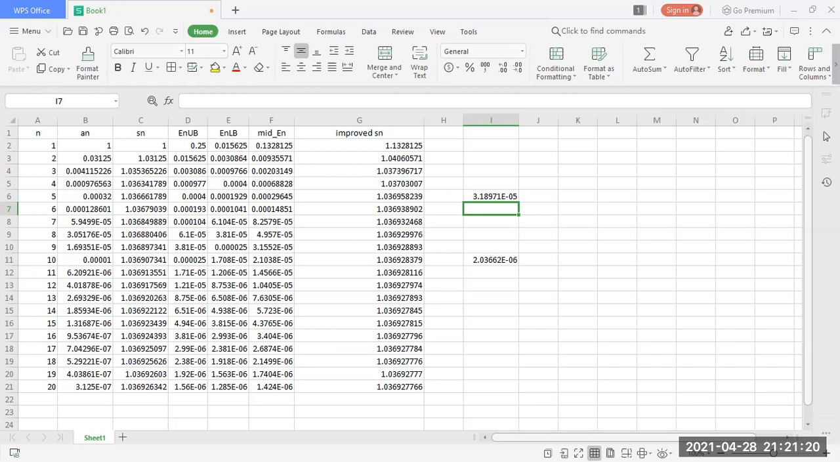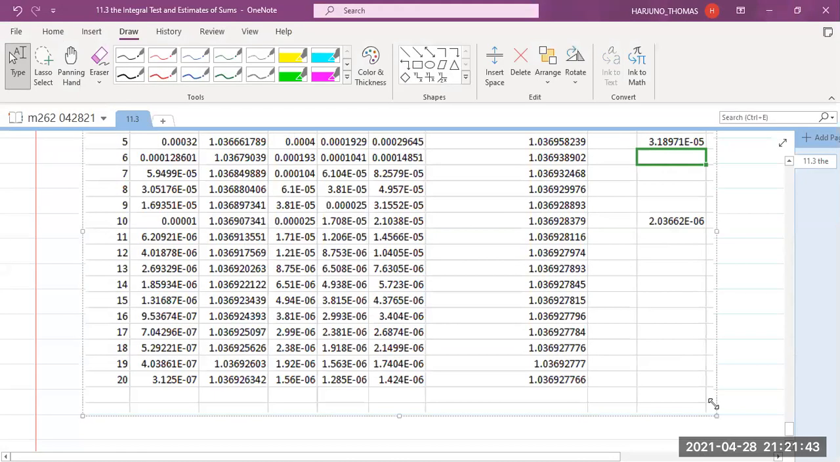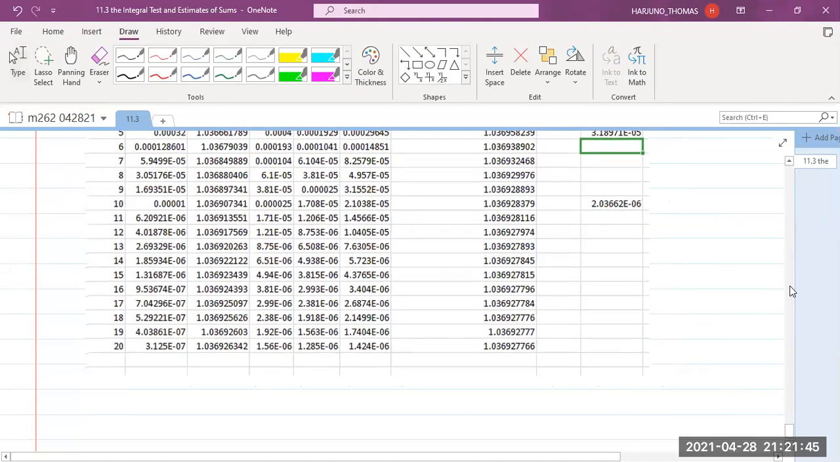Let me screenshot that and put it in there. Oops, sorry. Into my note. Make it a bit smaller.